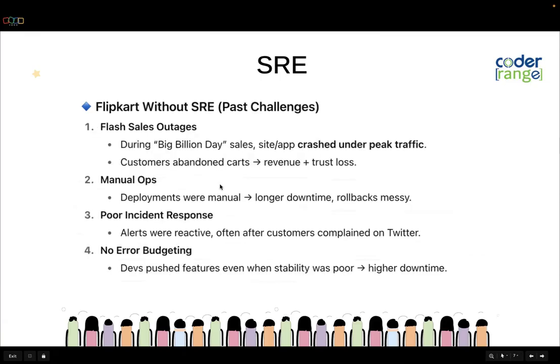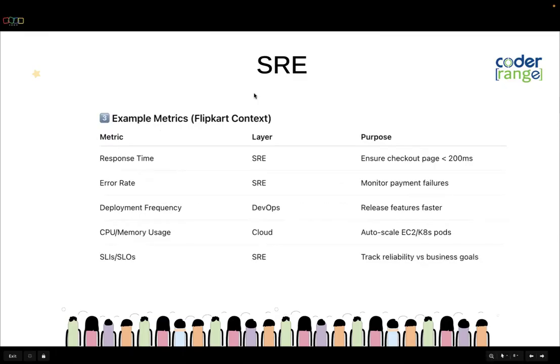So why did these challenges happen? Initially, during Flipkart Big Billion Days, the app would sometimes crash under peak traffic, and customers would abandon at the carting stage. They had revenue loss. They had manual operations, manual deployments, longer downtime, and rollback messes. All the alerts were reactive, even though customers complained. The DevOps people still pushed features even when stability was poor, and again there was high downtime. There was no error budgeting.